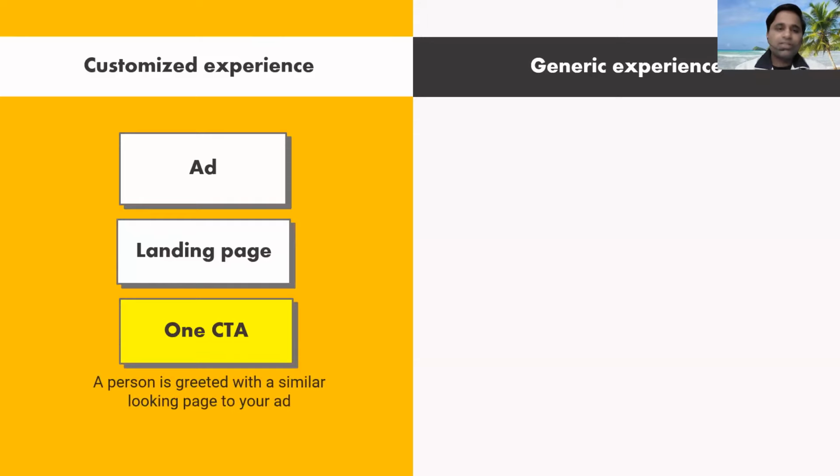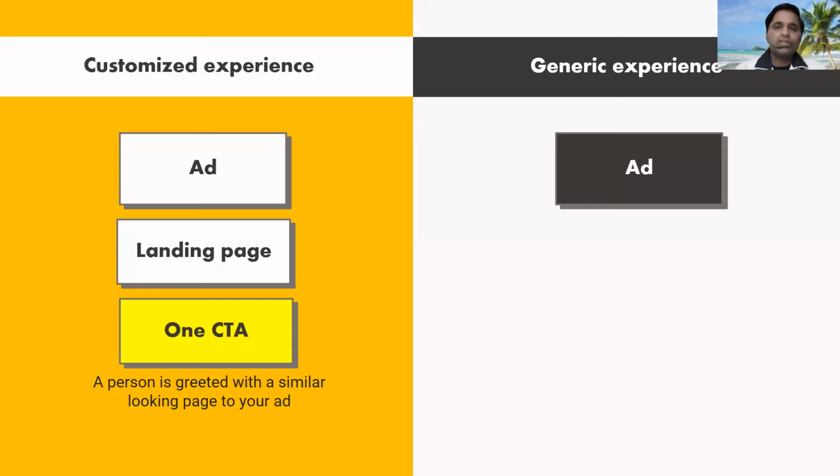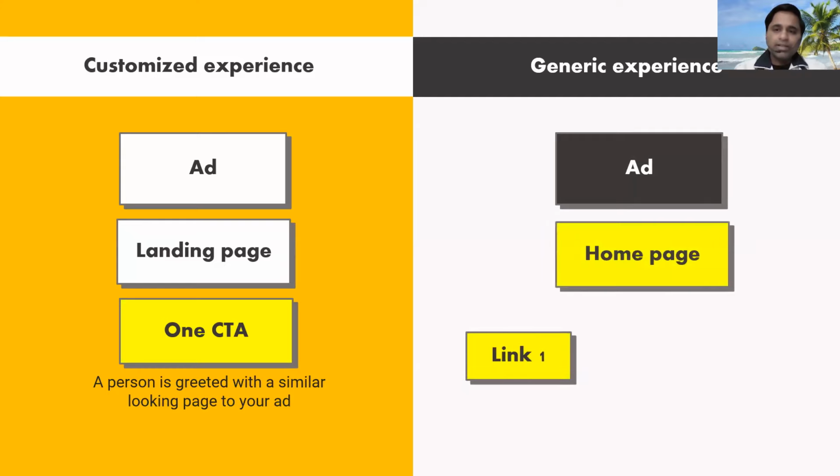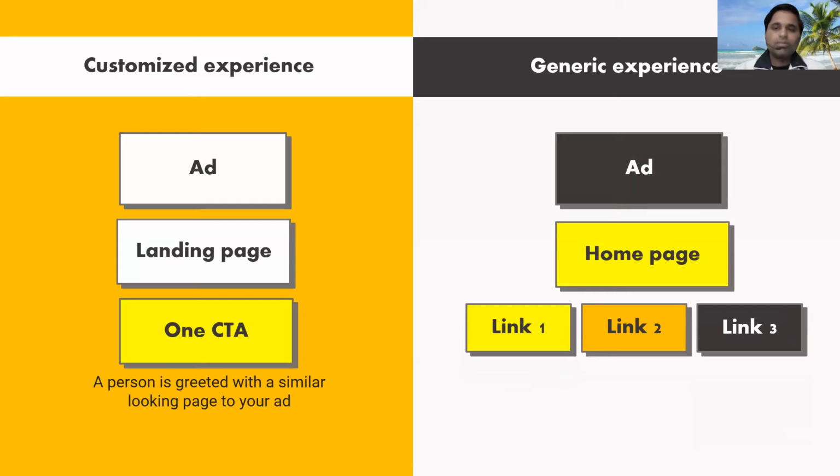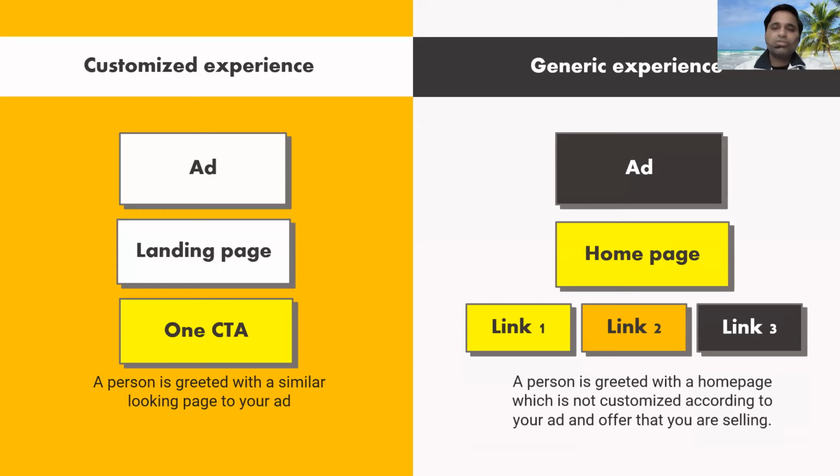So the person is greeted with a page similar looking to your ad. This is a customized experience. Whereas if you give a link on your ad to your homepage, that may do you a disservice, because when they click on your ad and come to your homepage, they will see link 1, link 2, link 3. They may see a number of links. So this is not a customized experience. They may get distracted also.